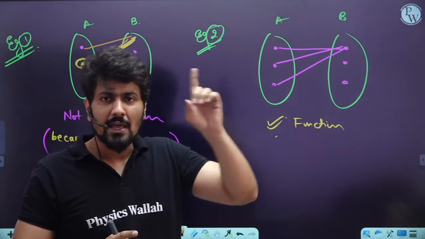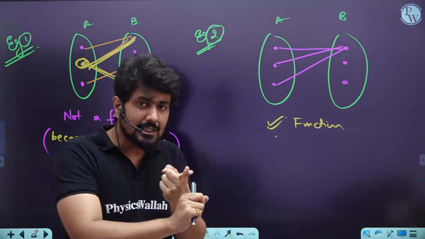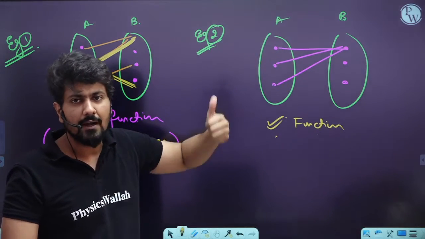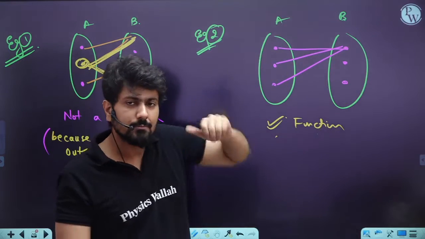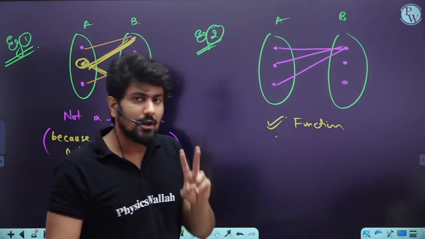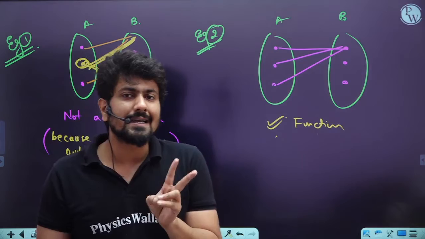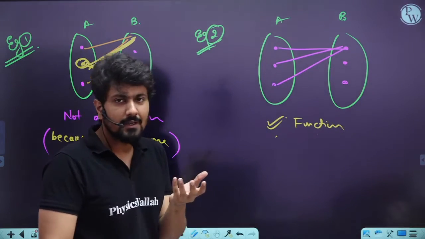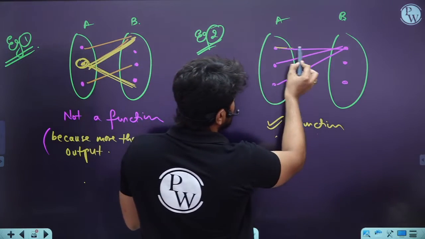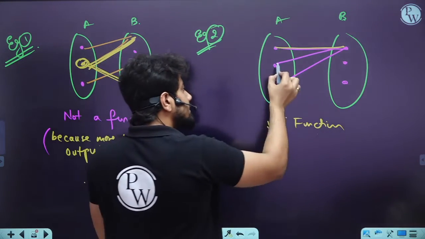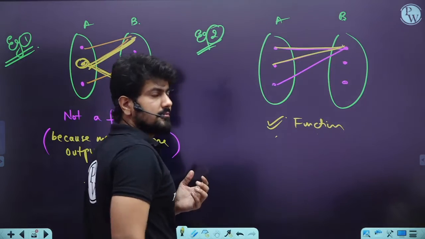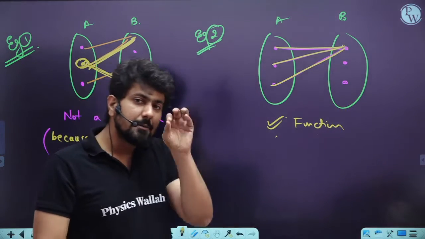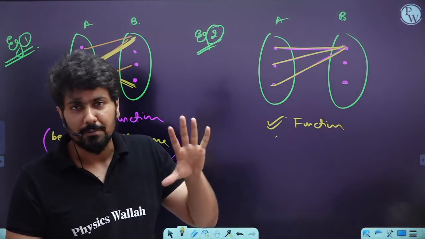What are the conditions? The first condition is we should use all the inputs. Are we using all the inputs? Yes, we are. That's good, the first rule is checked. Now what's the second rule? We should not get multiple outputs at an input, and we are not getting that. At this input, we are getting only one single answer. At this input, also one single answer. At this input, also one single answer. So we are not getting multiple answers for a single input.